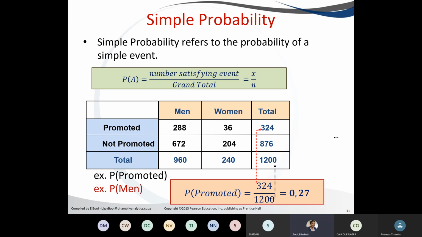So the probability of men, if we write it here, the probability of men will be given by 960 divided by 1,200. And when you calculate 960 divided by 1,200, you get 0.8. And that's how easy it is to calculate the probability of a simple event.